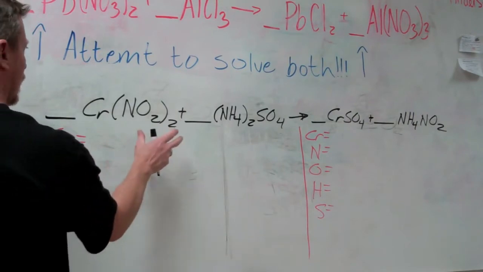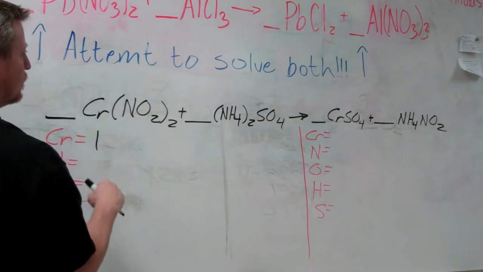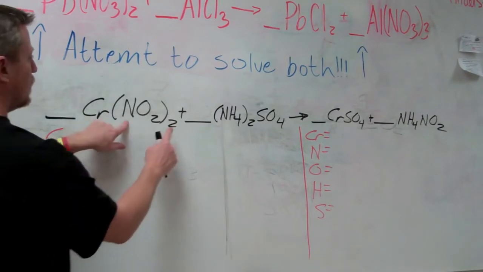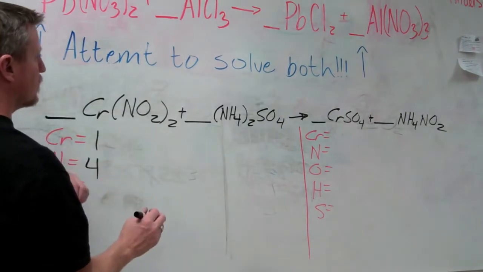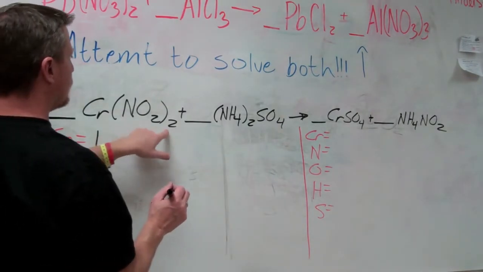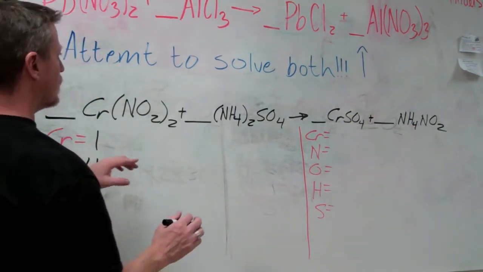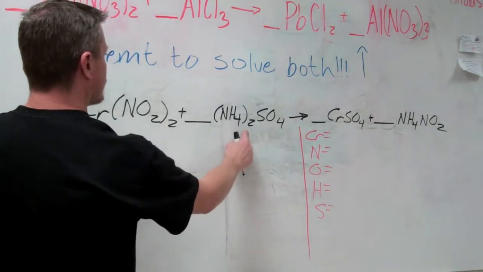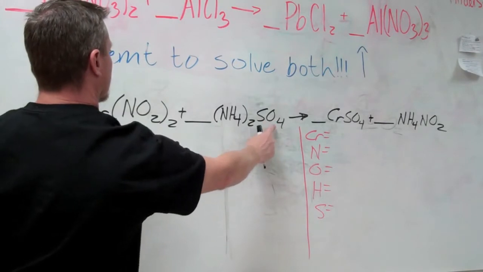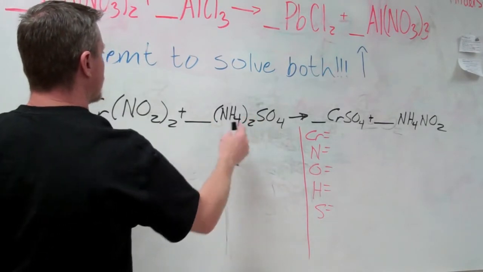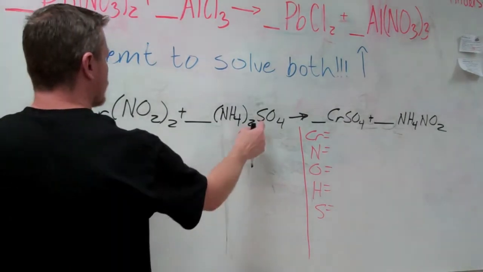How many chromiums on the reactant side? 1. How many nitrogens on this side? 2, 4. Got 2 there, and I got 2 there. So yes, 4. Oxygens. 8. 2 times 2 is 4 here, plus that 4, so 8. Hydrogen. 8. 4 times that 2 is 8, plus that 4. Hydrogen over there? I'm sorry, that's not hydrogen, my bad. 4 times 2 is 8. I was looking at oxygen. Sulfur. Just 1.